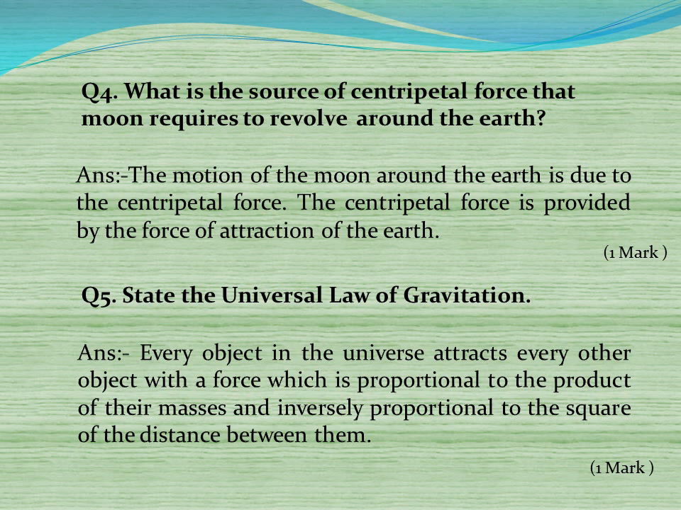Question number 5. State the universal law of gravitation. Answer: every object in the universe attracts every other object with a force which is proportional to the product of their masses and inversely proportional to the square of the distance between them.